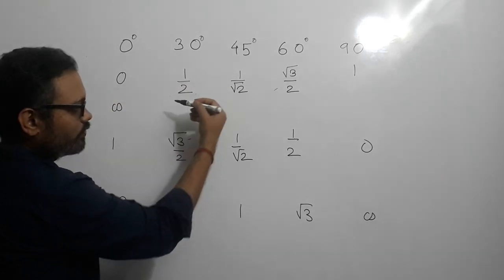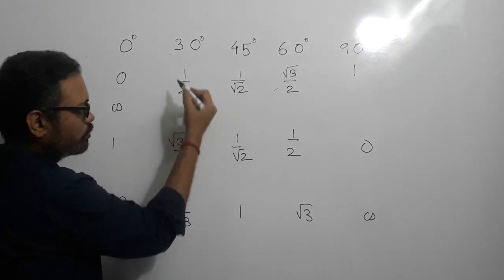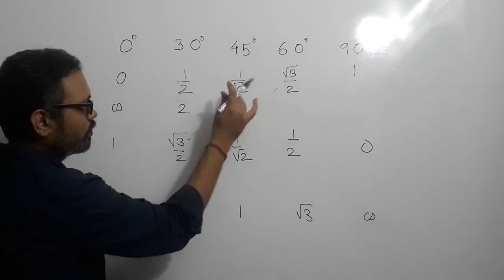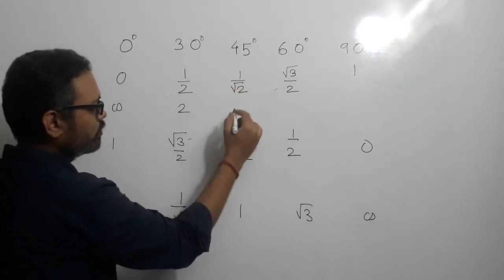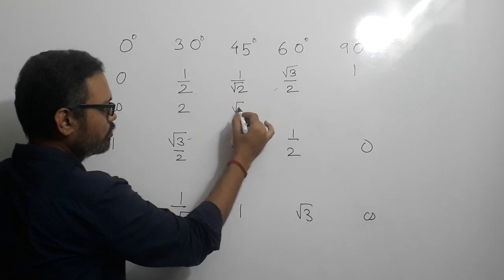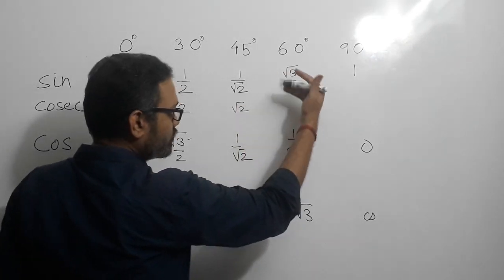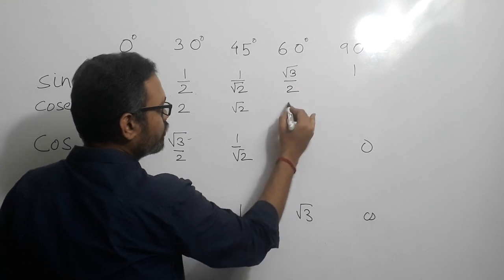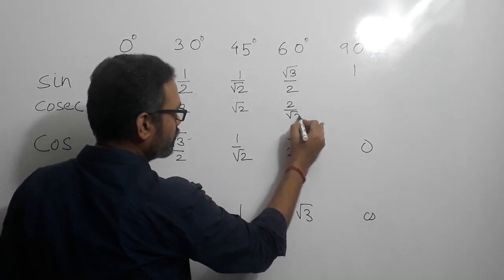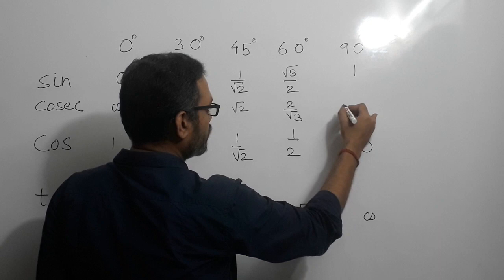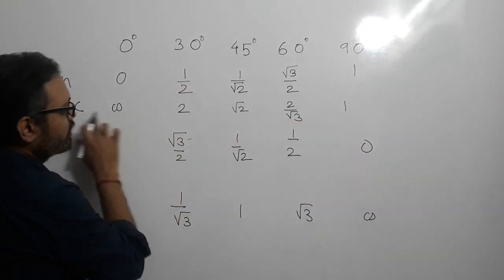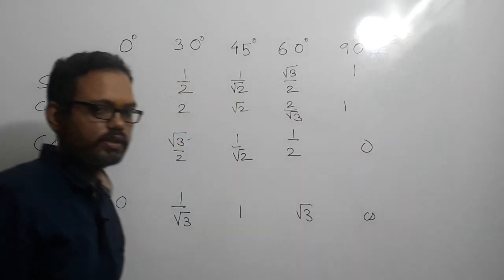What is the reciprocal of 1 by 2? It is 2 by 1. What is the reciprocal of 1 by root 2? It is root 2 upon 1, which is again root 2. What is the reciprocal of root 3 by 2? It is 2 upon root 3. What is the reciprocal of 1? It is 1. So these are the values of cosec theta.